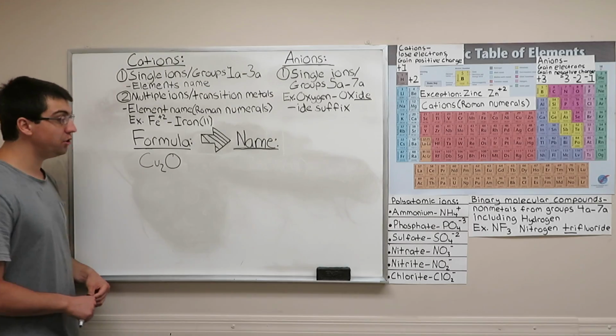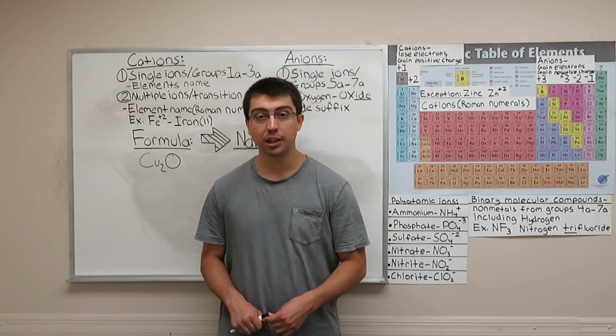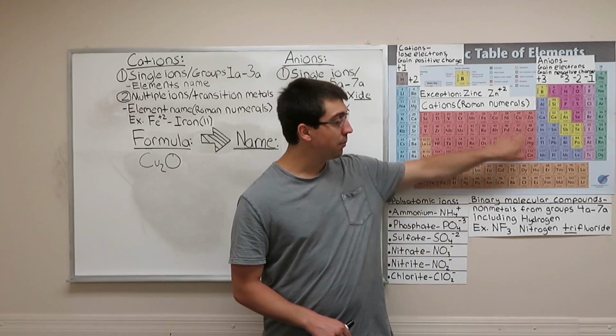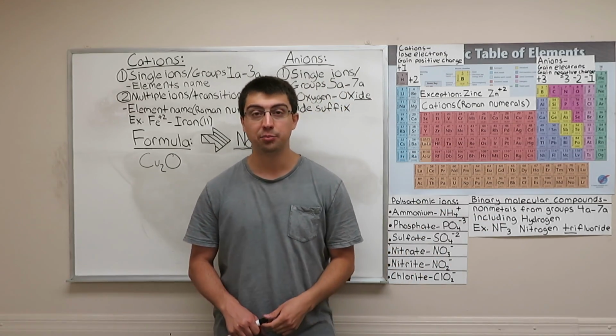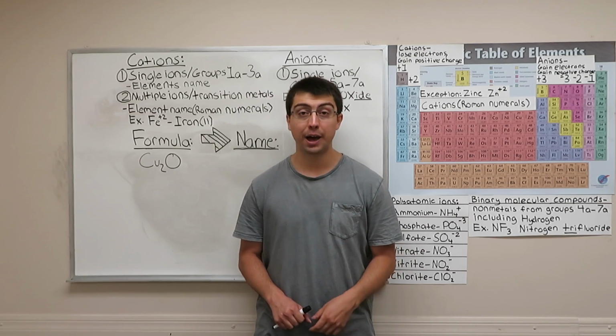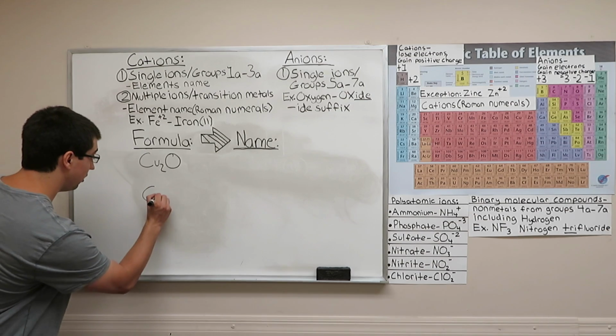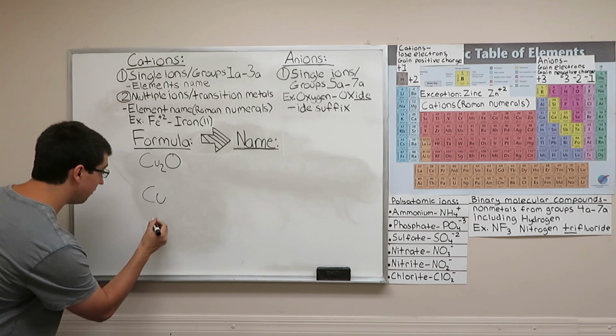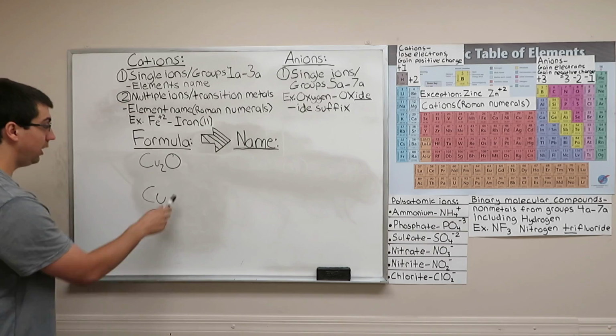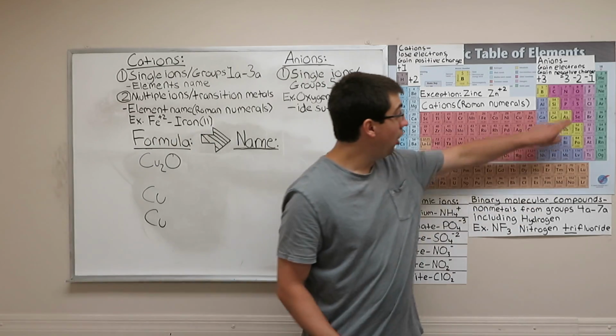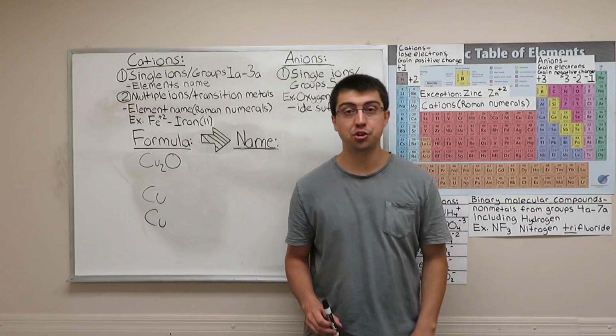Our formula is Cu2O. First, we need to write down each element's name. Cu is copper. Copper is a transition metal, and it has multiple ions. And we need to work backwards to find out which charge we have. So I'm just going to write down copper's symbol. And we have two of them. And we have O. O is oxygen, and it carries a -2 charge.